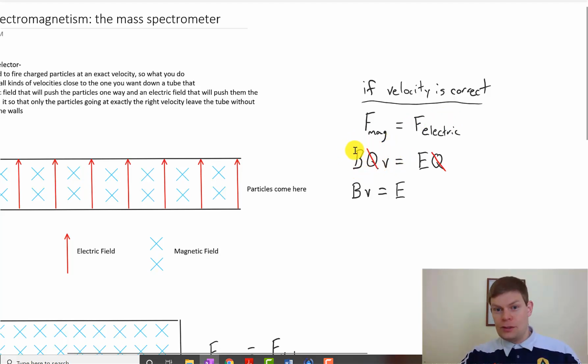Your magnetic force is the magnetic field strength in teslas times the charge in coulombs. I've already crossed that out, so it's less obvious it's a Q. And your velocity in meters per second. And that will be equal and opposite to the opposing electric force, which is electric field strength, in newtons per coulomb, times coulombs. Notice our coulombs cancel, and this actually becomes a very simple formula. Your magnetic field strength times your velocity equals your electric field strength, and you can solve for whatever you want, often velocity.